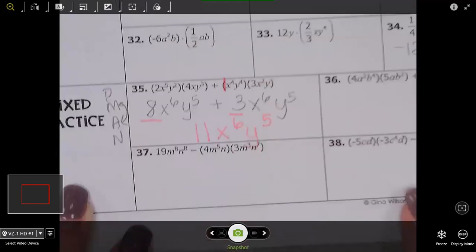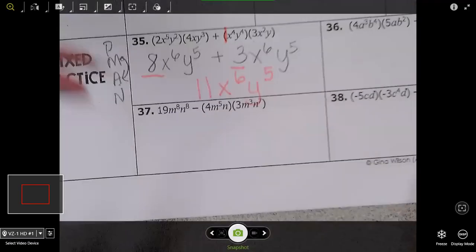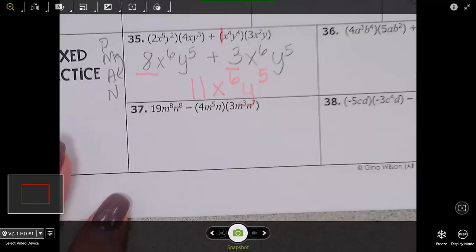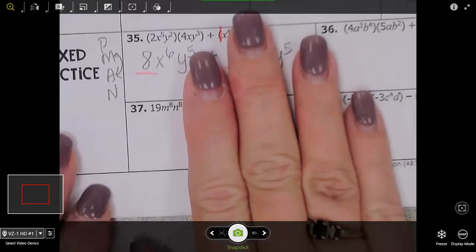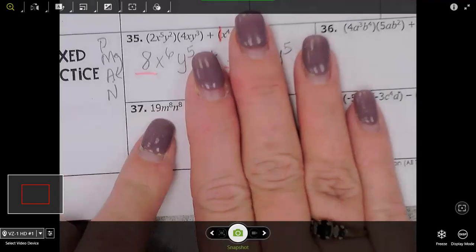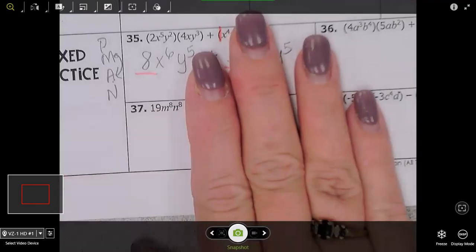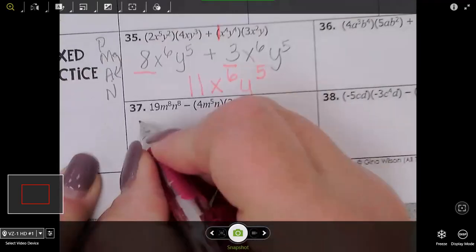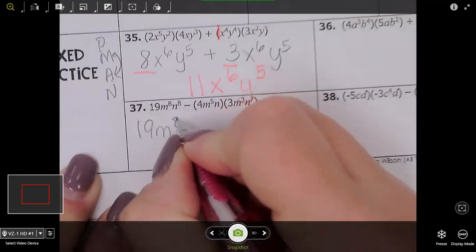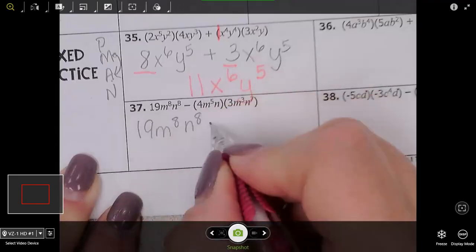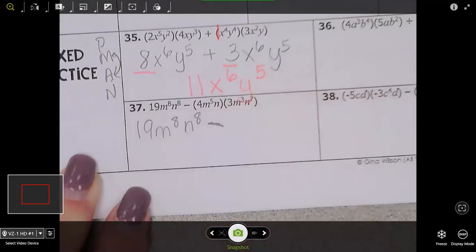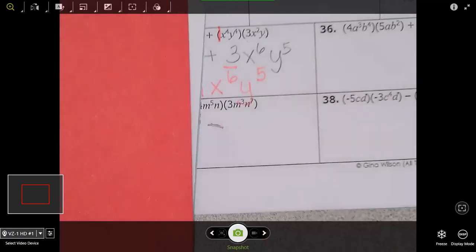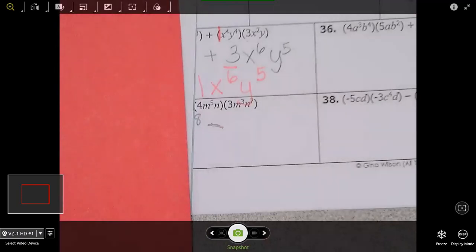All right, so we're going to slide on down to number 37. Okay, same thing. It looks like a whole bunch of gobbledygook. No big deal. We're going to break it into little pieces. So this one, do I have to do any work to it? No, there's no times, there's no plus or nothing. So let's write it down. 19 M8 N8. And I'm going to put my minus right there so I don't forget it. Now I'm working out the second part. How do I work that out?